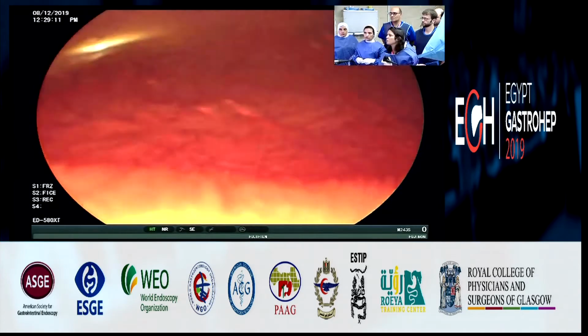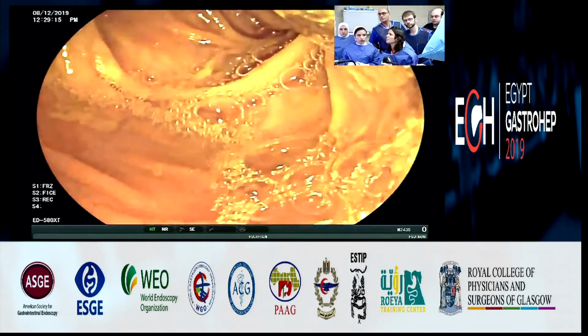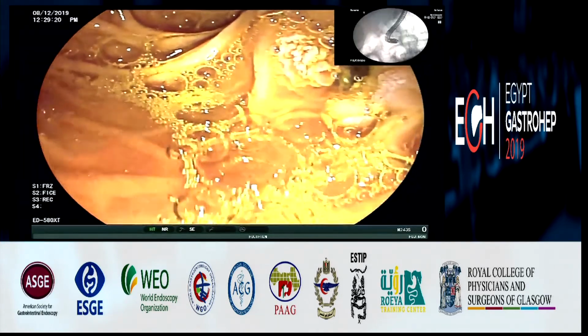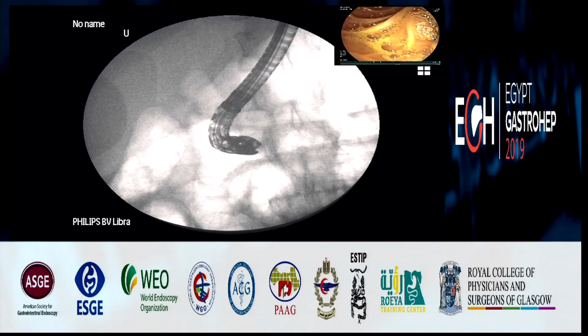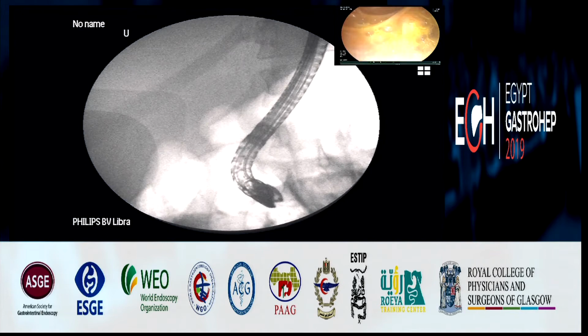So we can have some fluoro. There's maybe some stones there as well. We have the extraction balloon, and we have taken the ERCP catheter. You're ready with the guide wire there. And we will need some injection afterwards to delineate the anatomy.